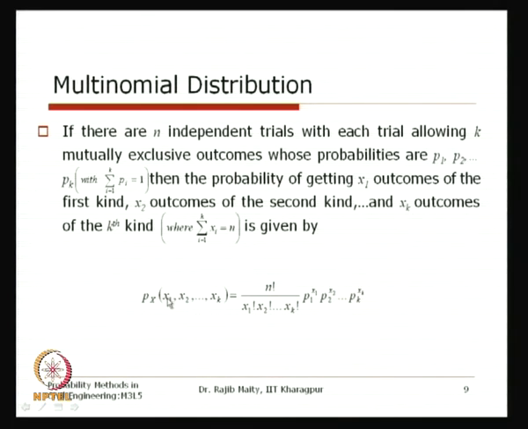That is, n factorial divided by x1 factorial multiplied by x2 factorial up to xk factorial, multiplied by the probability of success for the first kind to the power x1, the probability of success for the second kind to the power x2, and so on up to k. If we compare it with the binomial, there are only two possible outcomes, so the subscripts were not there and the probability of success was p. If I replace this p1 by p, then obviously p2 is equal to 1 minus p1. That is exactly what we got in the binomial distribution.